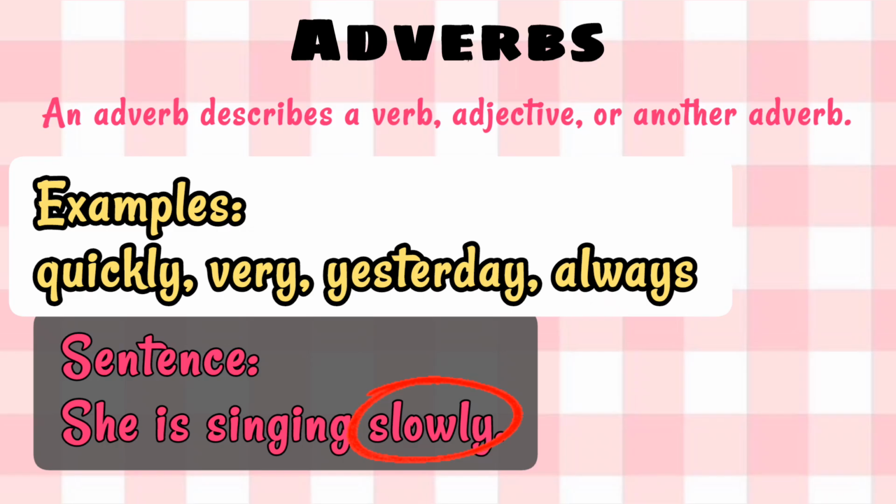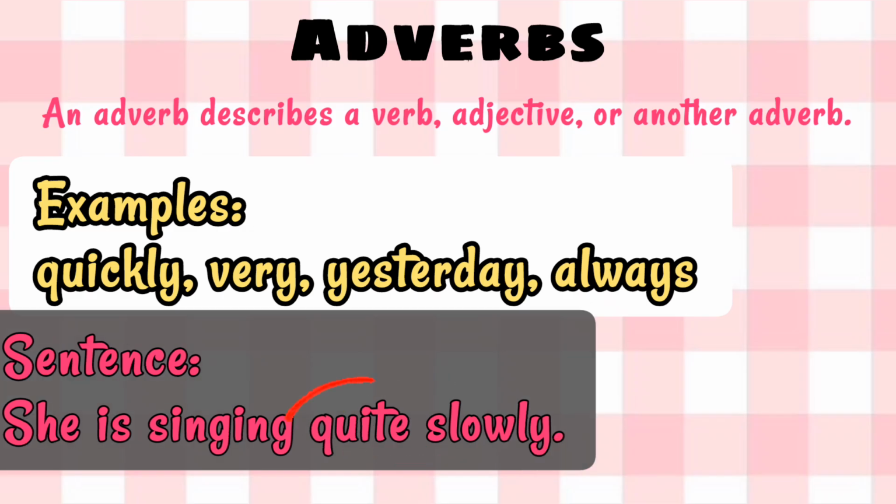We can modify the sentence to she is singing quite slowly, where quite is going to talk about how slow she is singing. Quite is not talking about she, the lady, nor is it talking about singing. It's here to tell us more about how slow the singing was. So, in the sentence, quite is an adverb modifying the other adverb slowly. I hope you understand it.